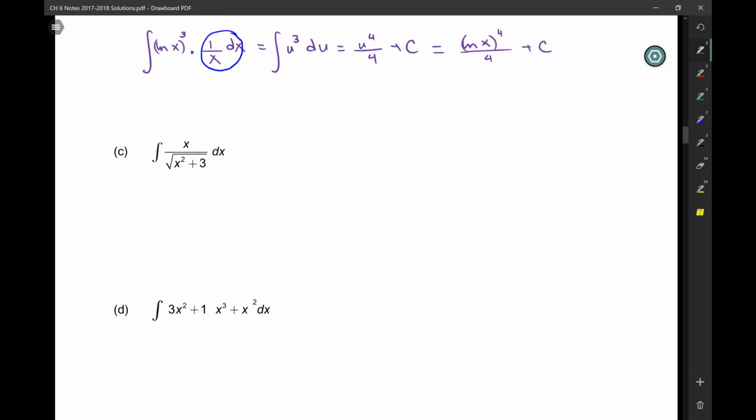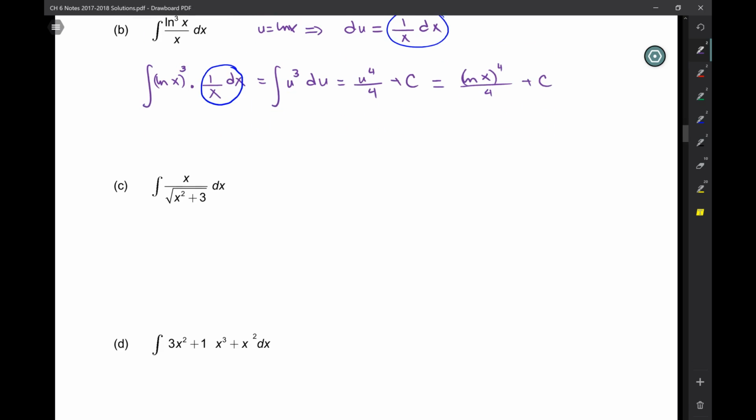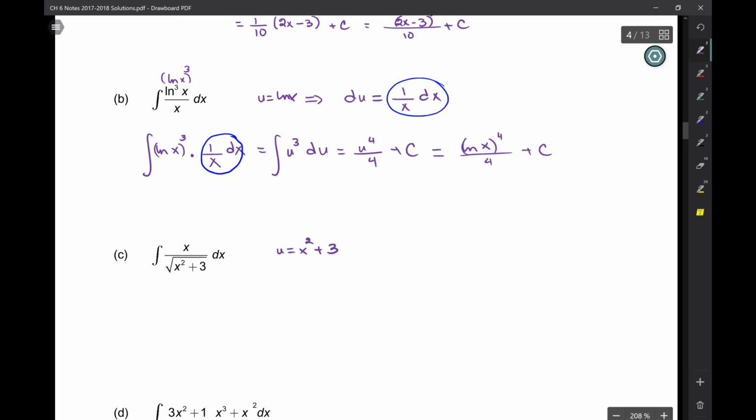Okay, what about here? What do we take as our u? x squared plus 3. Wait, why did we do that? Because for number b, we did the top, and now we're in the bottom. For b, we did ln of x for u, and then for du, we got 1 over x. So the fact that the derivative of ln is 1 over x, that's what moves us back into the denominator now. You see that?